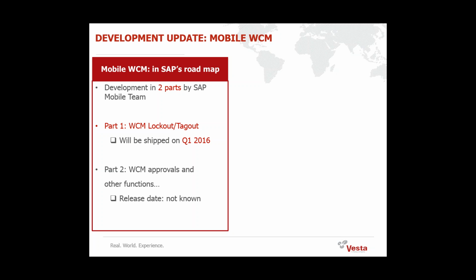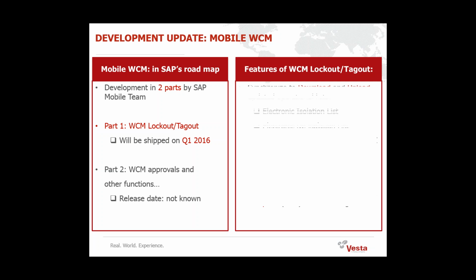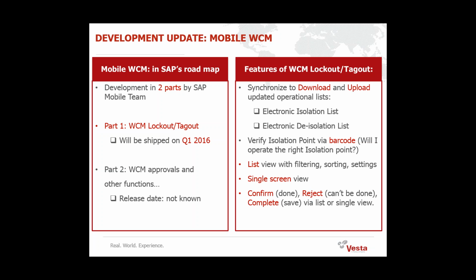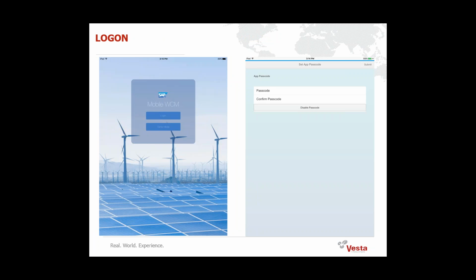don't have this information. Here are the features of the WPM: an electronic isolation list, a barcode scanner, and a list view where you can filter and sort. You can have a single screen view. You can confirm that you've done the action, or that the action cannot be done or completed, and you can search isolation points. So this is the screen from SAP.